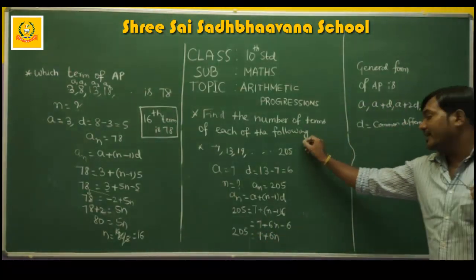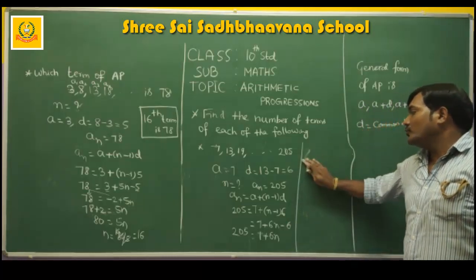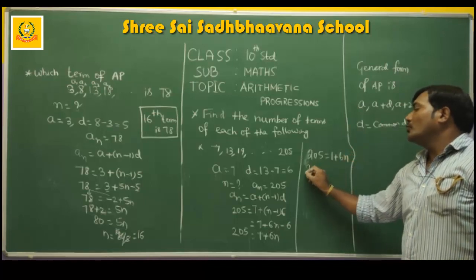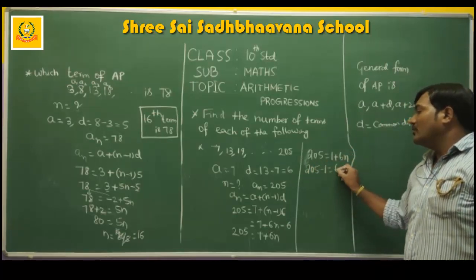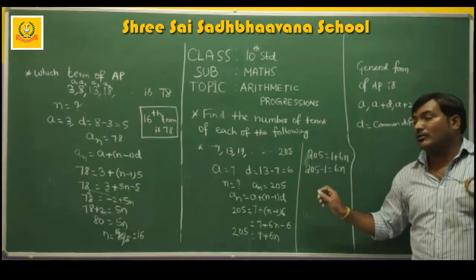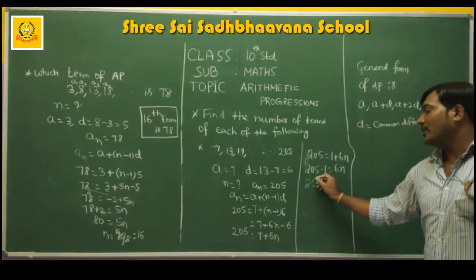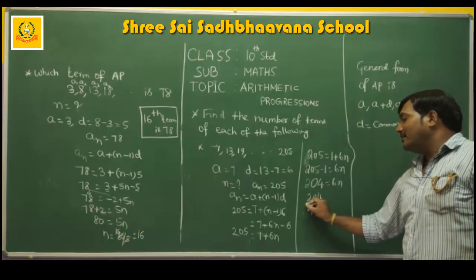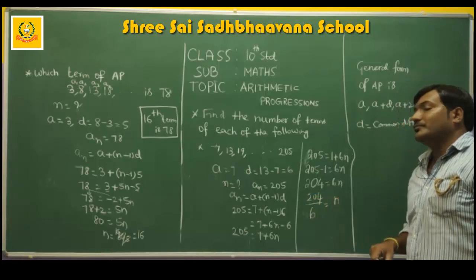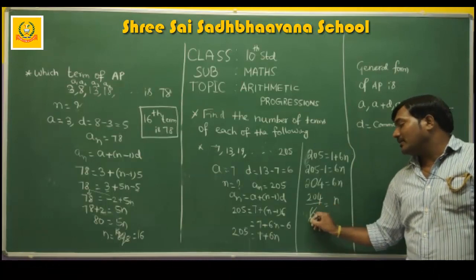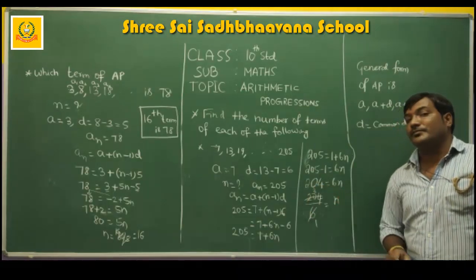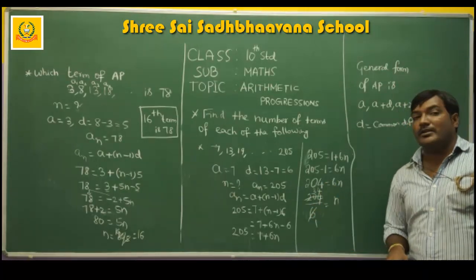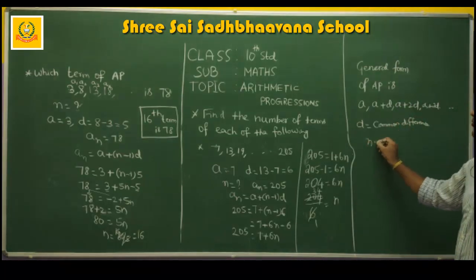So again you have to find the n value. So what do you write? 205 is equal to 1 plus 6n. So 205 minus 1 is equal to 6n. Alright. So 204, because 205 minus 1 is 204, is equal to 6n. So 204 divided by 6 is your n. Okay. So how many times will it go? 6 ones are 6, 6 threes are 18. Correct? Remaining is 2, so 6 fours are 24. So n is equal to 34.